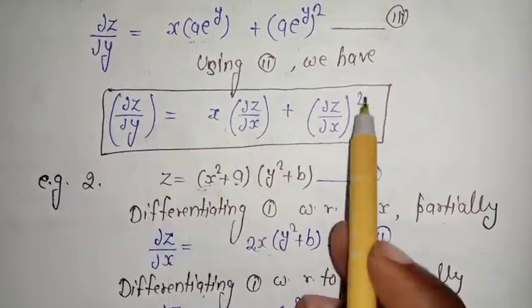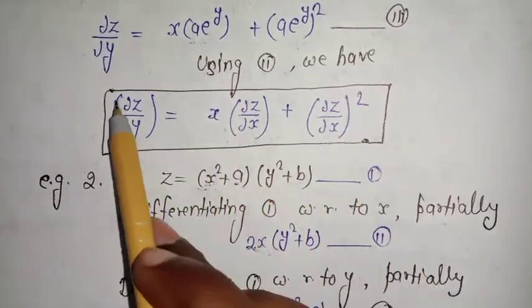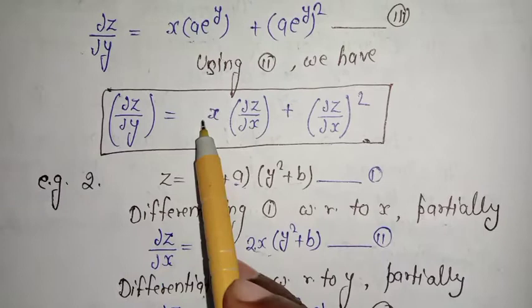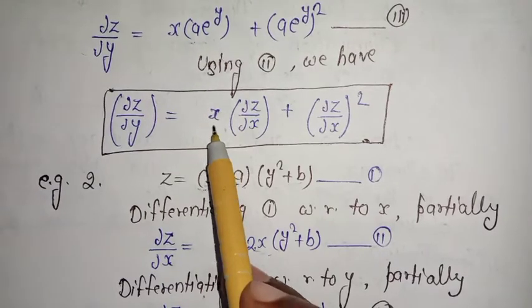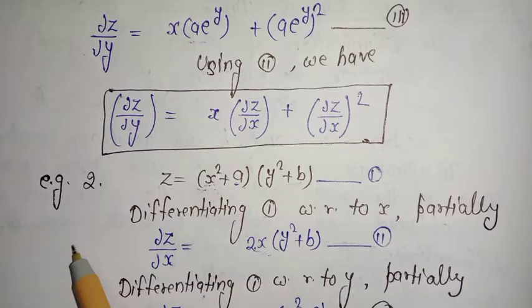So now you can see the arbitrary constants are eliminated, and we get a partial differential equation which is a function of x, y, z, p and q only. So this is the required partial differential equation.